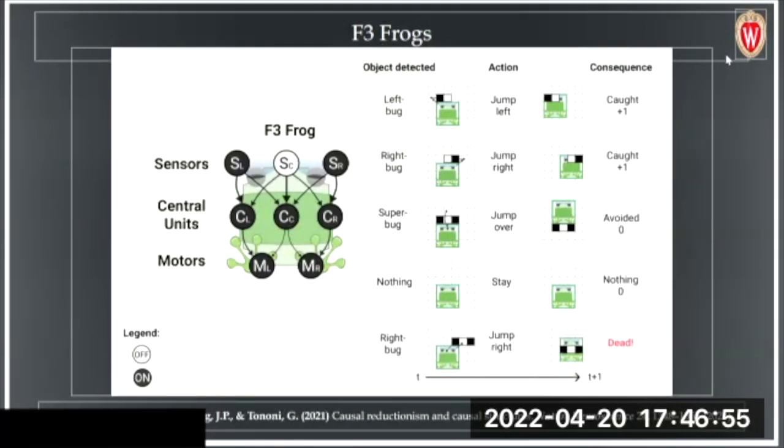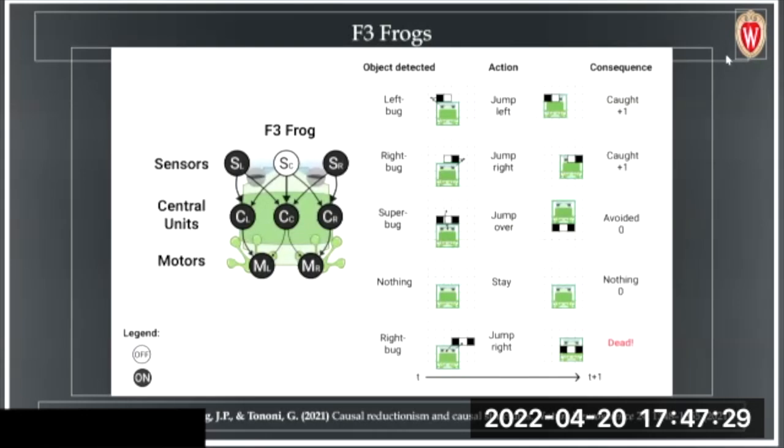I will go through three examples of these little systems that have evolved to show you why I think causal reductionism is inadequate. So consider the first organism, and we call these F3 frogs. These have connectivity that is a neural network of logic gates. These are probabilistic gates. It has three sensors, three central units, which are basically the brain of the frog, and it has two motors.